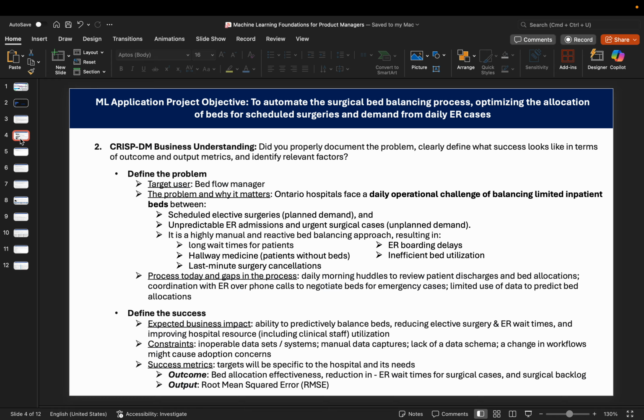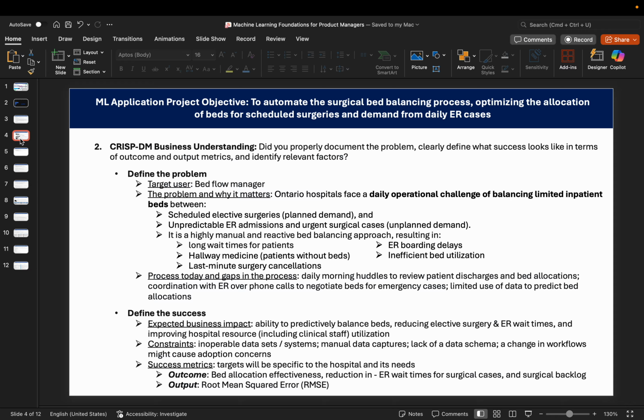The gaps in the process are really that it's a daily morning huddle, and a lot of it happens through negotiations between department heads and bed flow managers. There's limited use of data or transparency in the decision making across departments. The success here really will be the ability to predict the balance, the allocation of beds, reduce the elective surgery and ER wait times, and improve the resource allocation across the different departments for surgical cases.